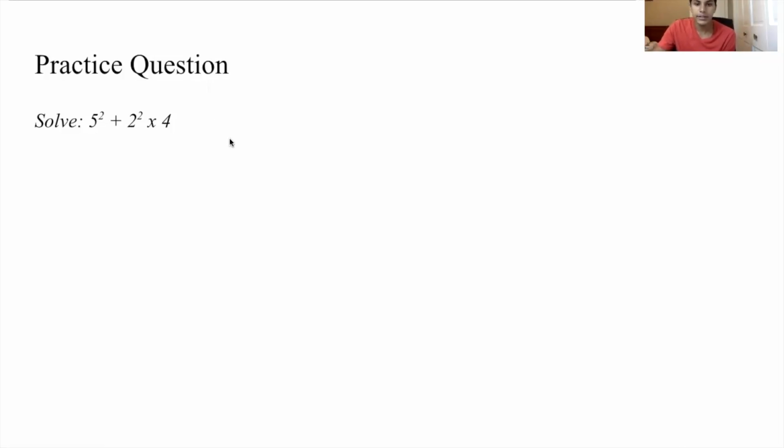All right, so the correct answer to this question was 41. So remember, when we're using order of operations, we're going to do our exponents first. It doesn't matter if we have addition or subtraction or multiplication or division. We do exponents before any of those operations. So in this question, we have two exponents, an addition and a multiplication. So let's simplify our exponents first. First, 5 squared means 5 multiplied by itself. So 5 times 5, and that's 25.